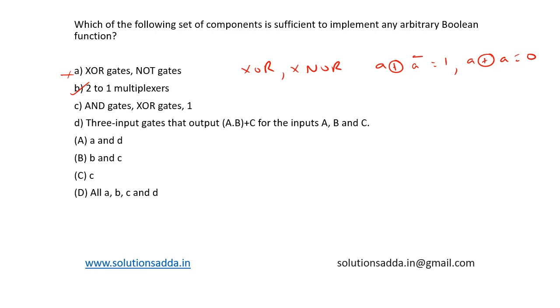For AND gate, use Y and 0 as input and X as select. With AND and NOT, any other gate can be made. So 2:1 multiplexer is an option. Option C, AND gate, XOR and 1.